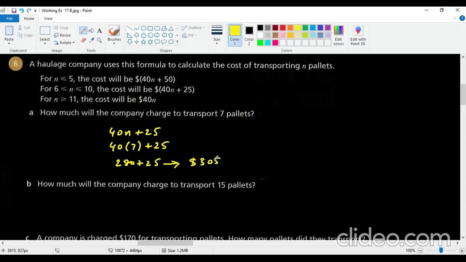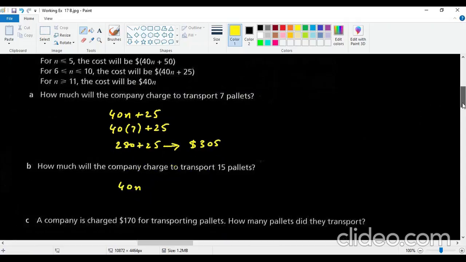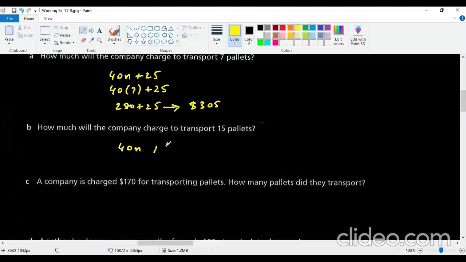Now comes how much the company charges to transport 15 pallets. So 15 is going to be 11 or more than 11. So 40n is going to be the value we'll be using. And 40 times 15 is going to give us $600, of course.